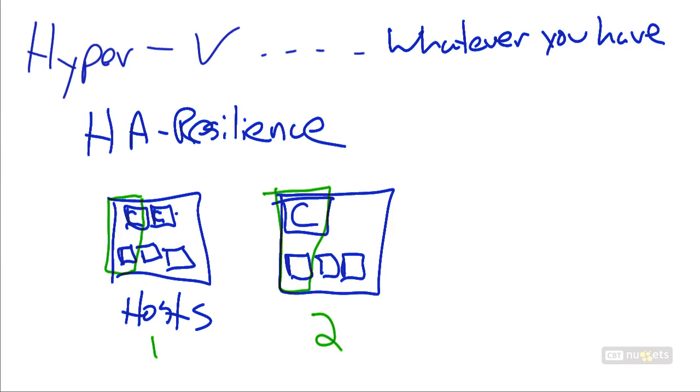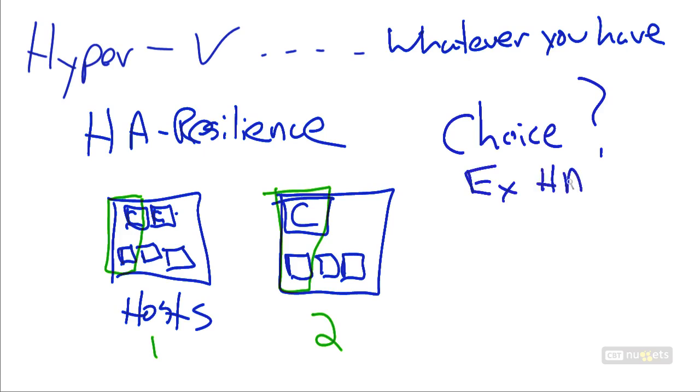It used to be that you had to make a choice. A choice? A choice, you say? Yes, you had to make a choice between what we were just talking about, using the Exchange high availability features, or you could use your virtualization high availability features.